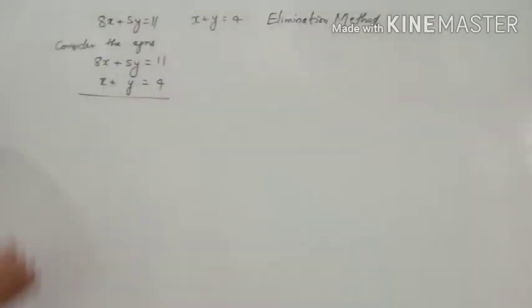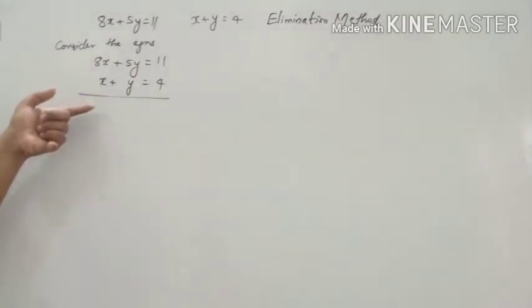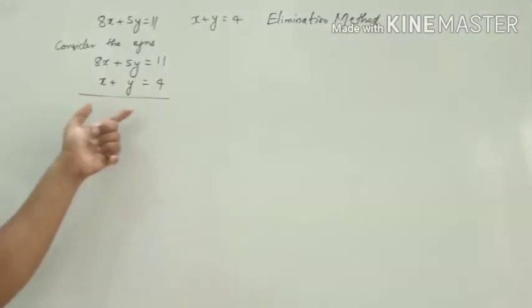So what am I going to do? Just I am going to change the sign. We'll subtract and see. 8x minus 1x is 7x, 5y minus 1y is 4y. So again x and y arise.